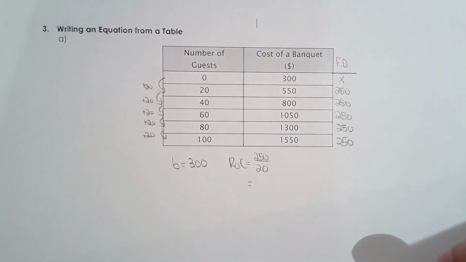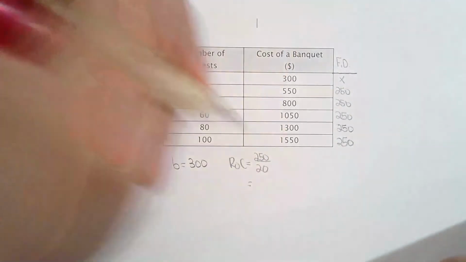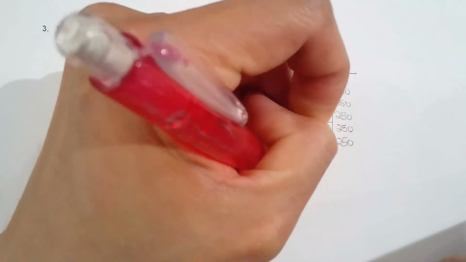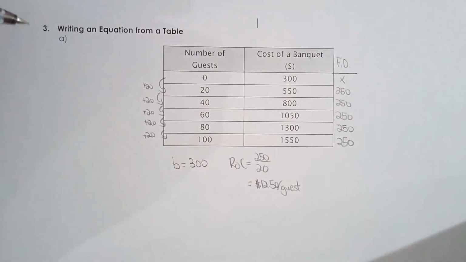So that's just a triple check. That's right. Yeah, $12.5 per person, which is super cheap. $12.50 per guest.